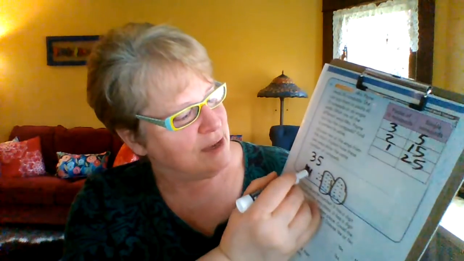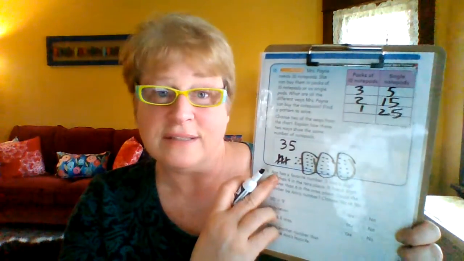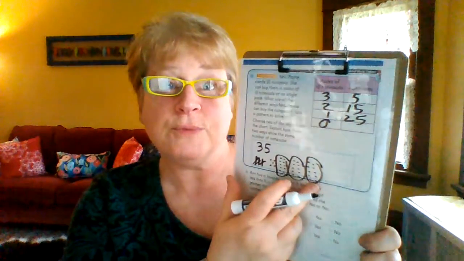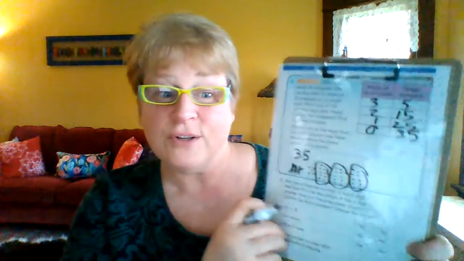Good job. 1 more group of 10 that I can bust up. 1, 2, 3, 4, 5, 6, 7, 8, 9, 10. I'm going to circle it. Do I have any 10 sticks left? No. But how many groups of 10 do I have represented by ones? 1 group, 2 groups, 3 groups. And how many original ones did I have? 5. So we're back to 3 10s and 5 1s, but all in ones, 35.